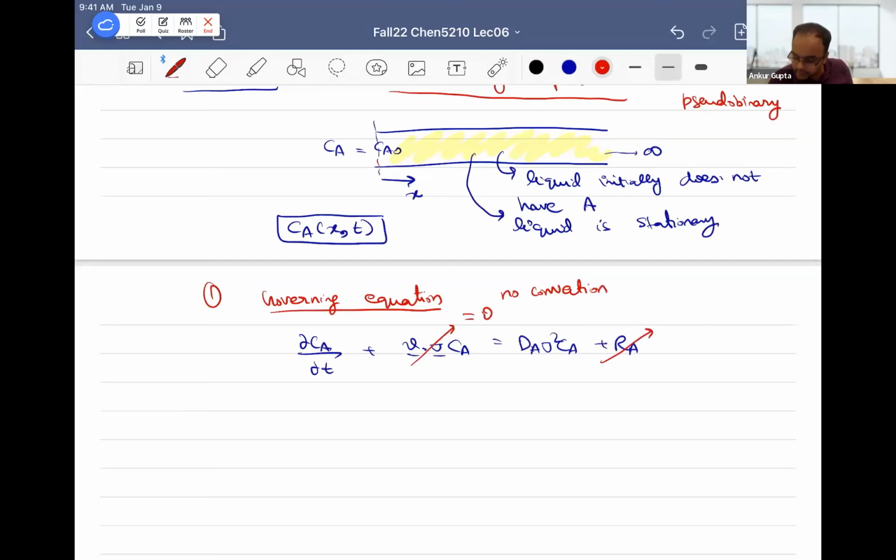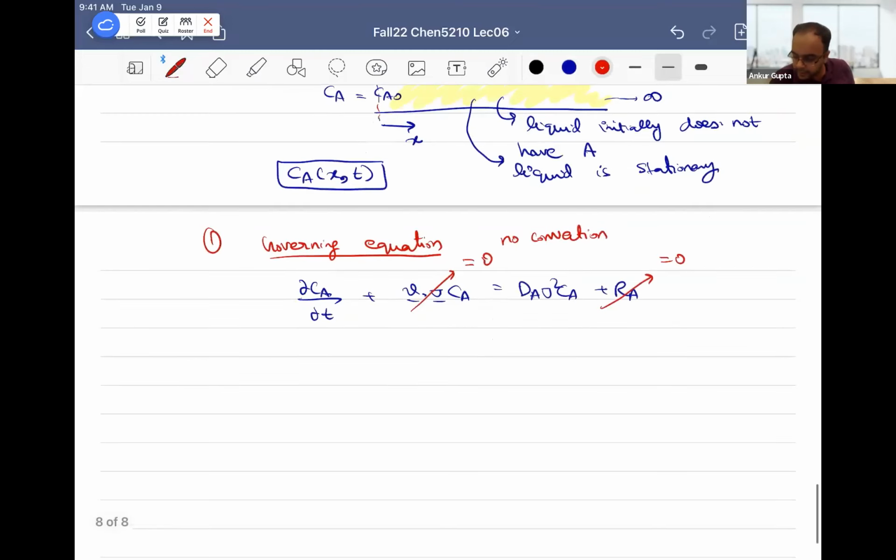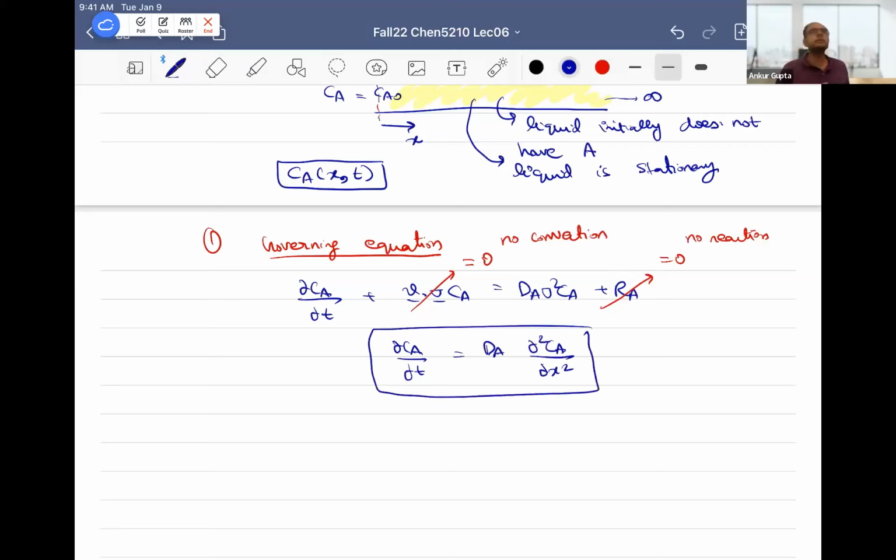Then there is no reaction. This goes to 0. No reaction, no volumetric reaction or surface reaction. And I get del Ca by del T. It's a 1D problem, so just del square Ca by del X square, and I don't have to worry about the other terms. This is my governing equation. It says basically that the accumulation is balanced by the diffusion. So that's the balance. Any questions on the governing equation?